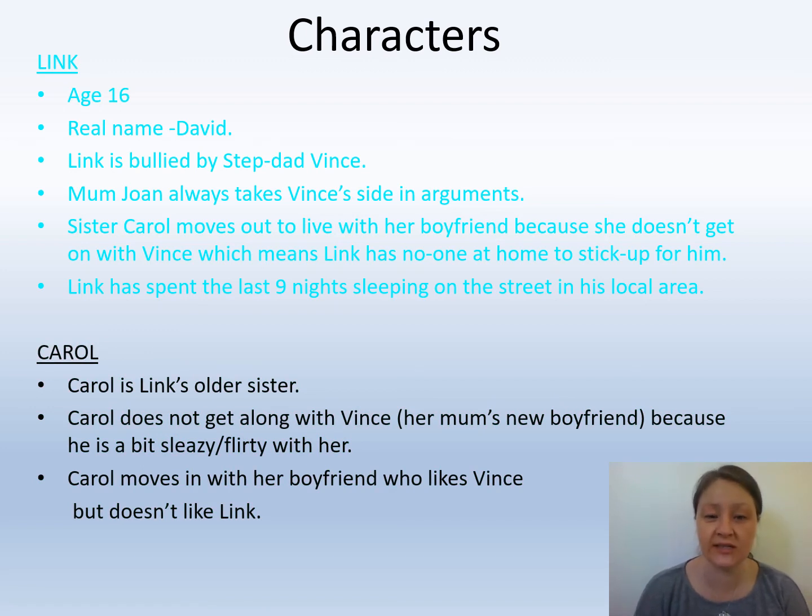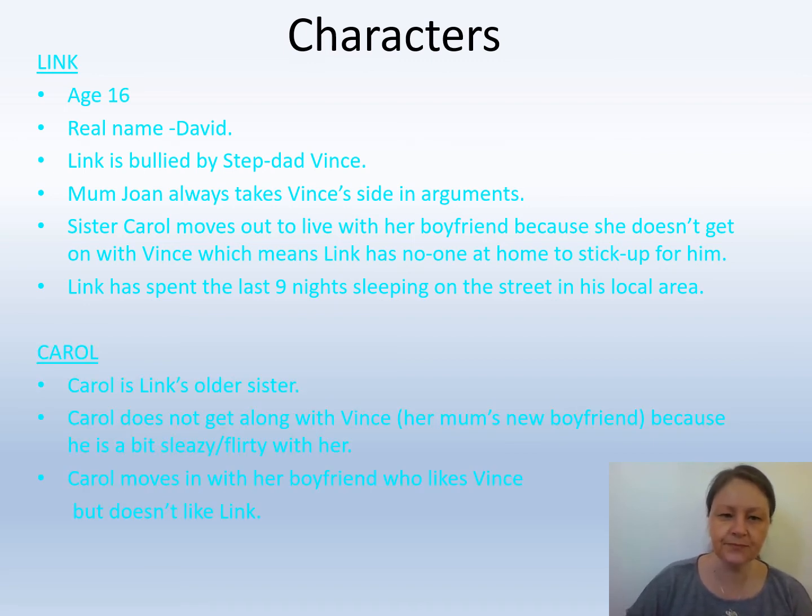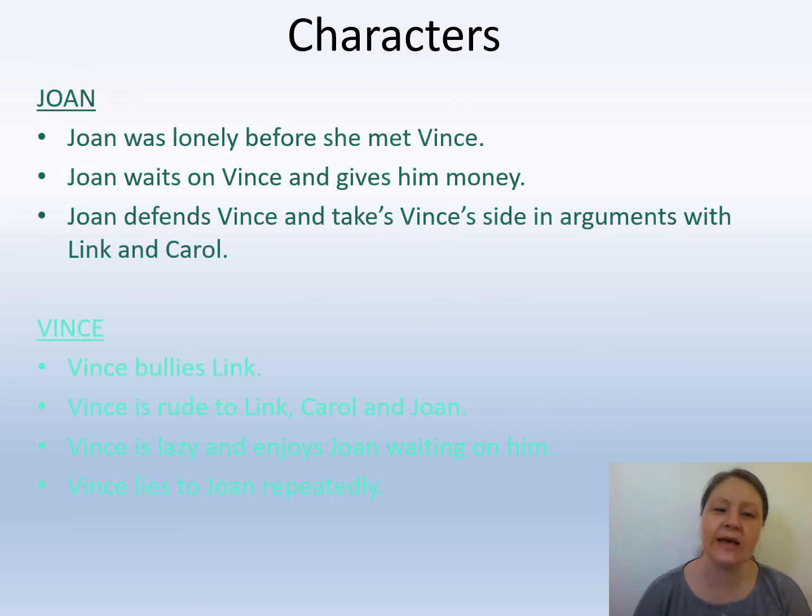So Carol, his older sister, doesn't get along with Vince because he's a bit sleazy. She then moves in with her boyfriend, and her boyfriend Mike likes Vince. They go out to the pub together, so they both don't like Link and gang up on him. We have Joan, who is Link's mum, and she was lonely before she met Vince, so perhaps she thinks this is as good as I'm going to get. And she waits on Vince hand and foot and gives him money to go out with. And Joan will defend Vince in everything and take his side in the argument.